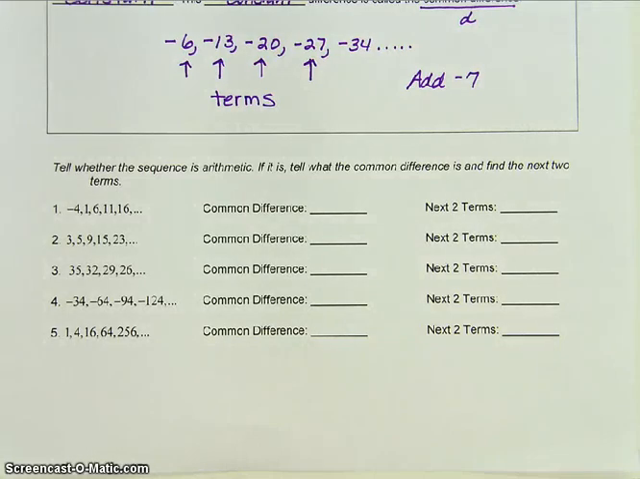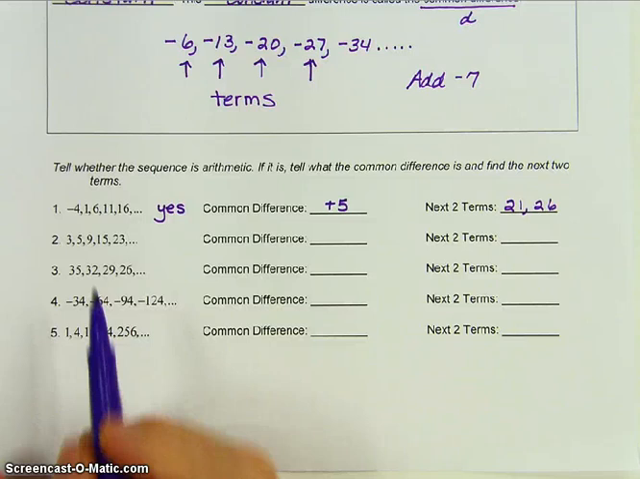Pause the video and attempt 1 through 5. Okay, let's look at number 1. I have yes. Common difference is adding 5, and the next two numbers will be 21 and 26. That one is very straightforward, and it is an easy pattern to find. The key is the common difference of adding 5.